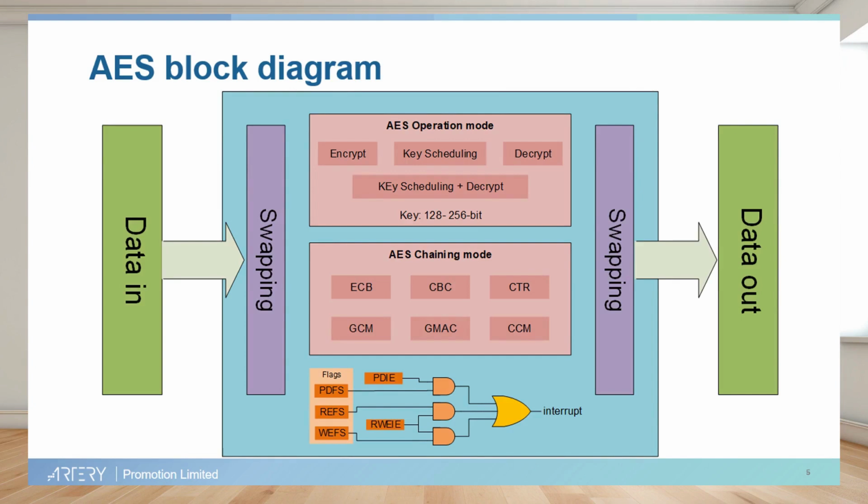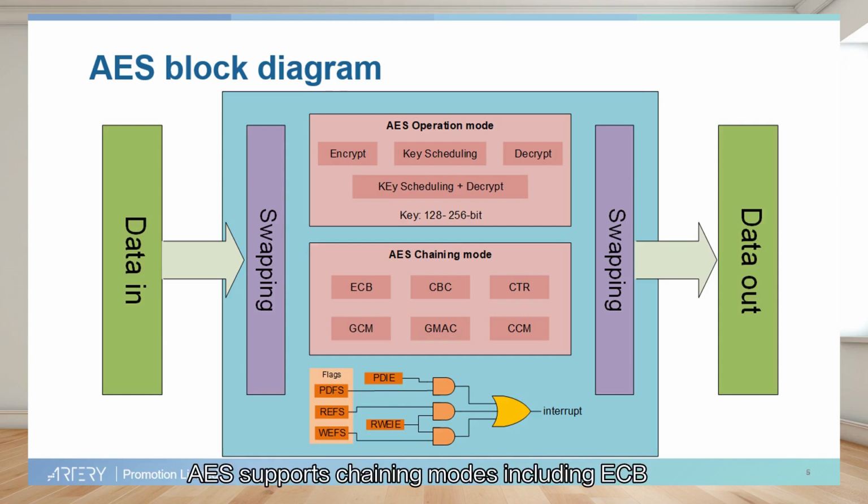As shown in the block diagram of AES used in AT32 MCUs, input data and output data are swappable. AES has four operation modes, that is, encrypt, key scheduling, decrypt, key schedule plus decrypt. The key length can be 128, 192, or 256-bit. AES supports chaining modes, including ECB, CBC, CTR, GCM, GMAC, and CCM. AES provides complete and error status flags and the interrupt bits to enable the corresponding interrupt.